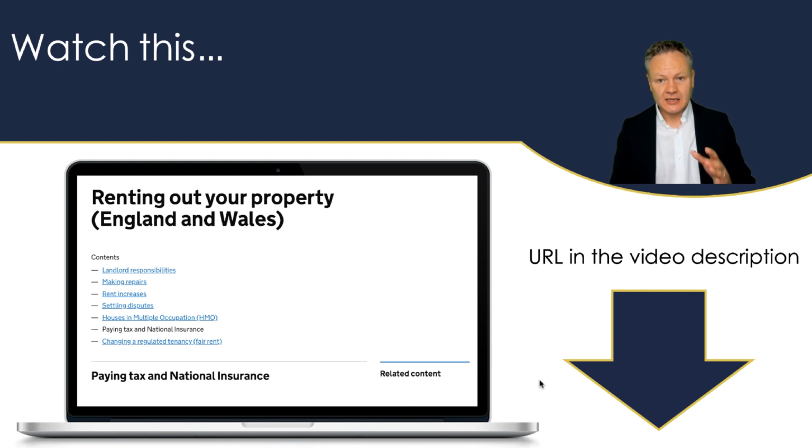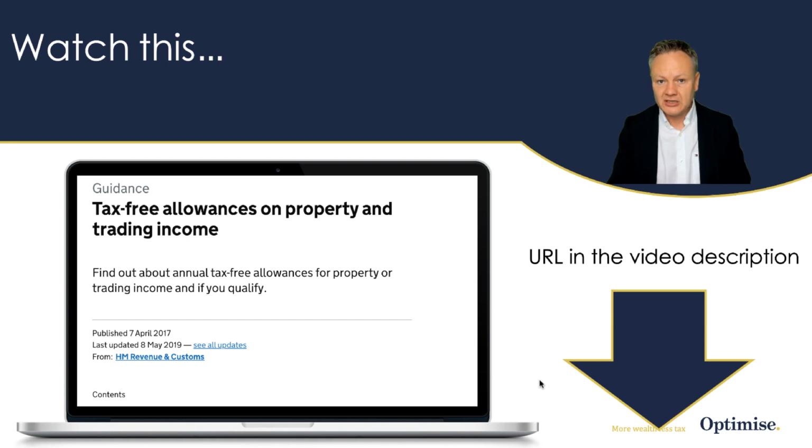Now, I did talk about the other allowances, which aren't blatantly obvious, about the money you can earn tax-free, which basically means your personal allowance of £12,500, but there are other allowances and income streams that you can have tax-free. And what I've done for you is I've put in the URLs below this video. And the first one is talking about renting out your property. If you rent out your property, you get a certain allowance free.